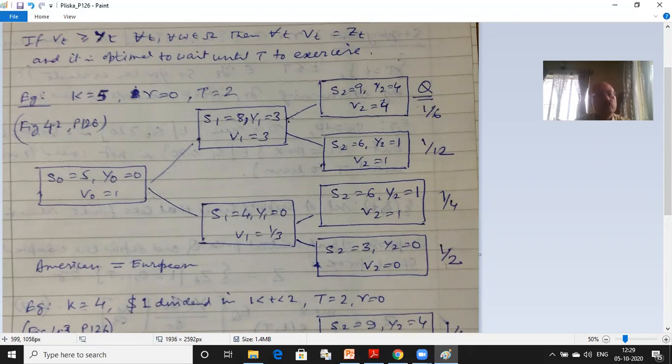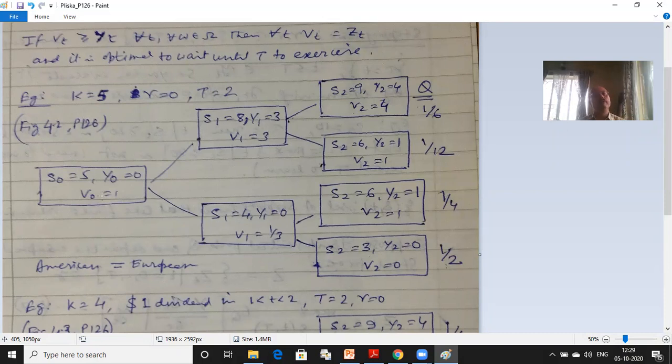And then I finally fold back to day 0. On day 0, the value of the European contract is again an average of this 3 and 1/3 as per the probabilities, which will come to 1. What about the value of the American? Y0 is actually exactly 0 because stock price is same as the strike price. So again, V is strictly better than Y.